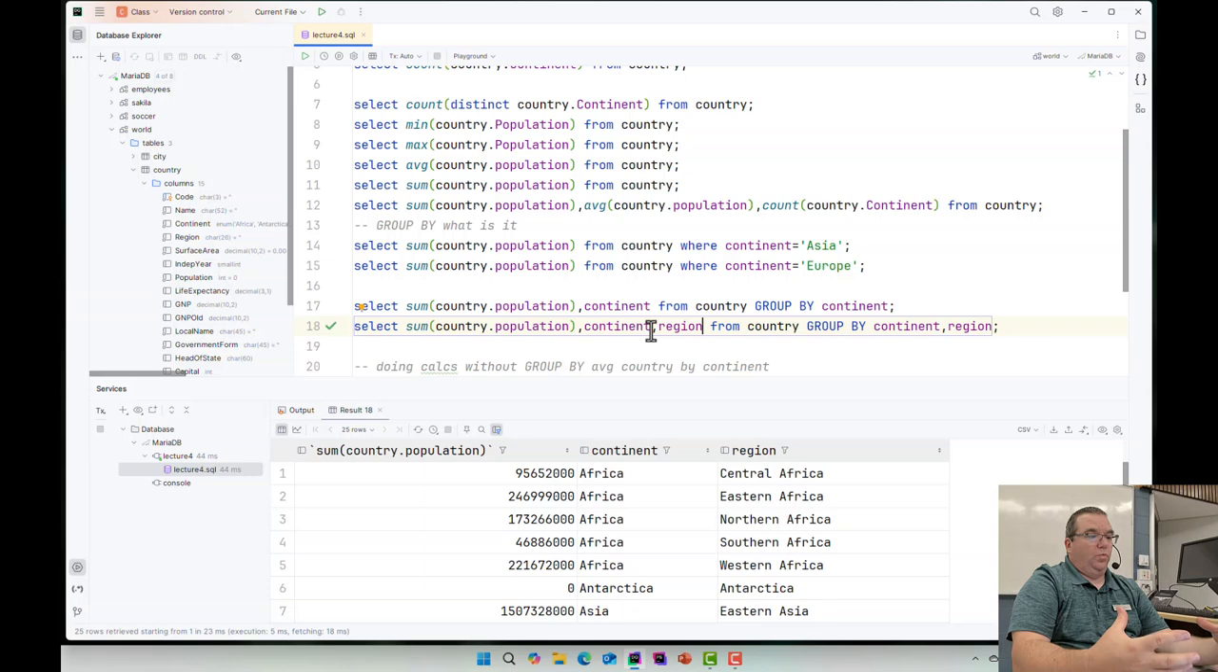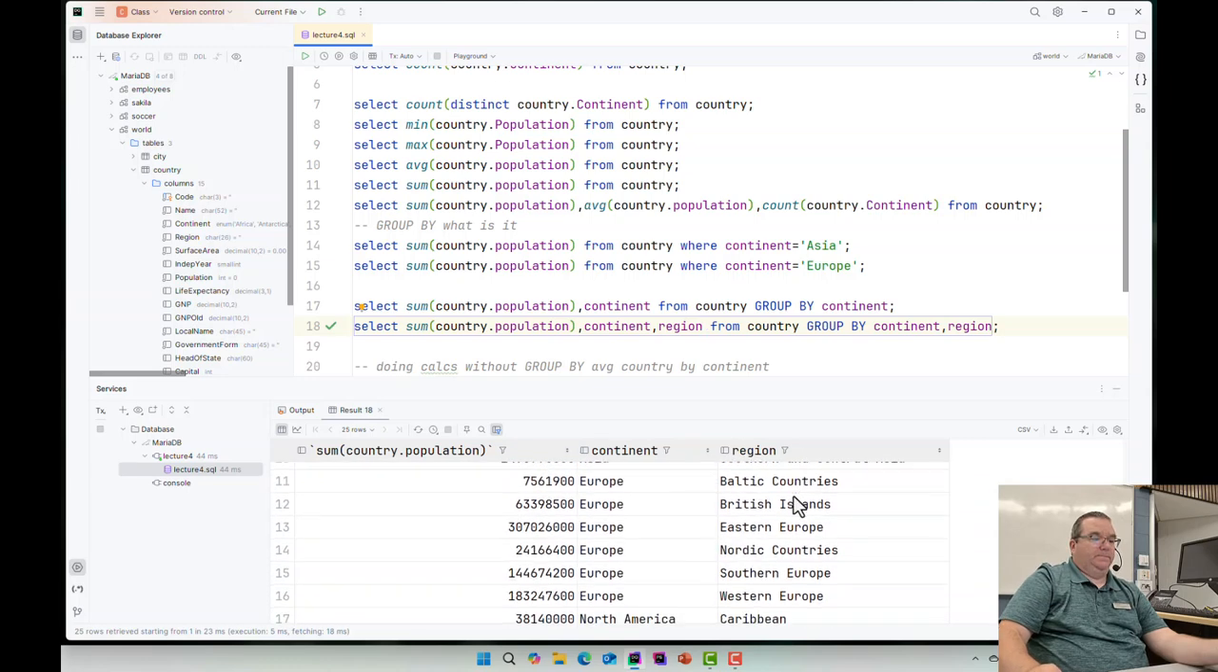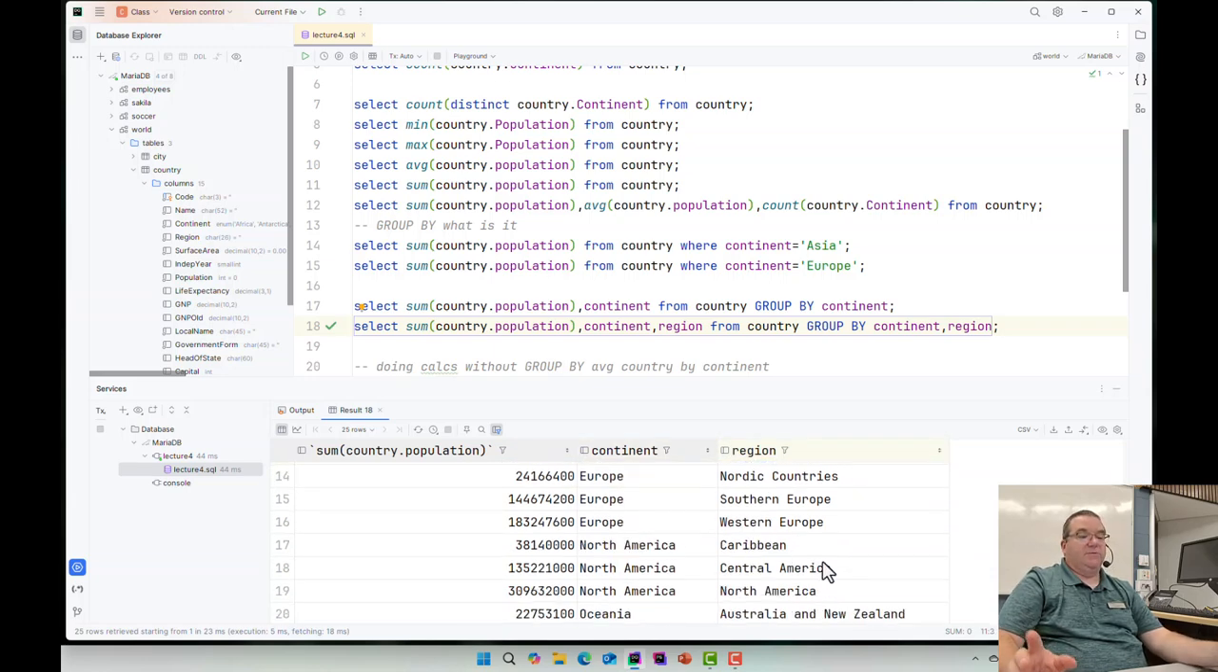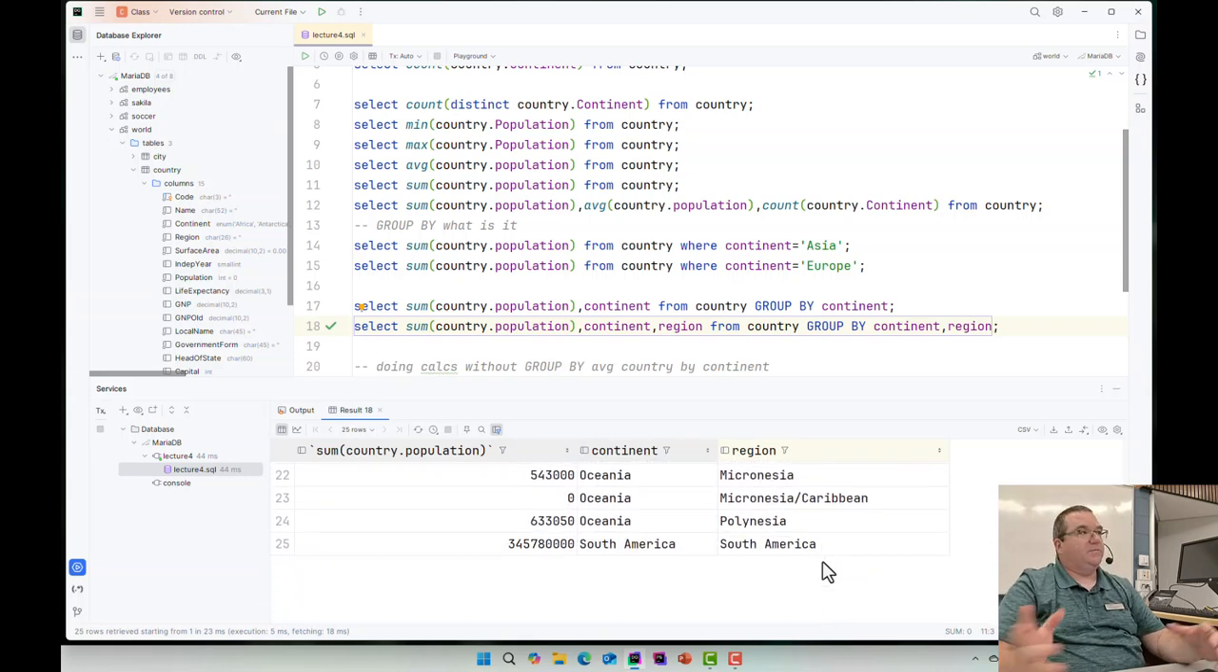So as we look at different parts of the world, we'll realize that, for example, in Europe, there's the Baltic countries, the British Isles, Eastern Europe, the Nordic countries, Southern Europe, and Western Europe. And we want to add up totals for each of those areas. Therefore, we are going to break it down by continent first, and then by region. This would allow us, in case we end up with duplicate region names, it's not likely in this case, but it would.